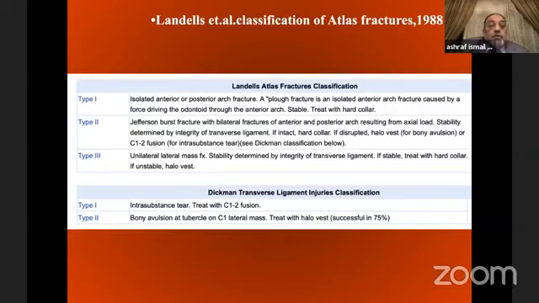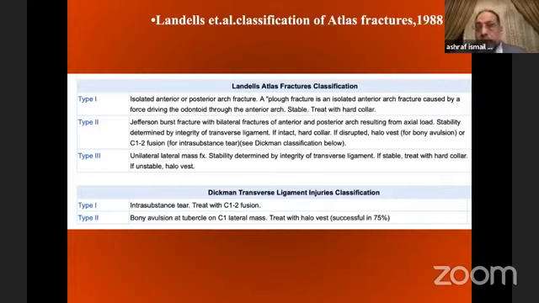Type 2, the Jefferson fracture, is a bilateral anterior and posterior arch fracture, where the head and the occipital condyles are wedged into C1, leading to that pattern of fracture with combined anterior and posterior bilateral fractures, with either an intact transverse ligament or a torn transverse ligament.